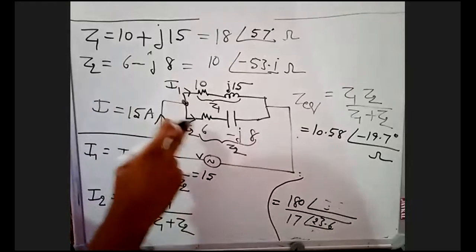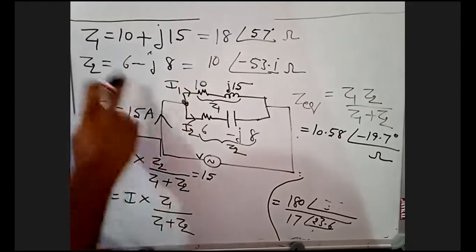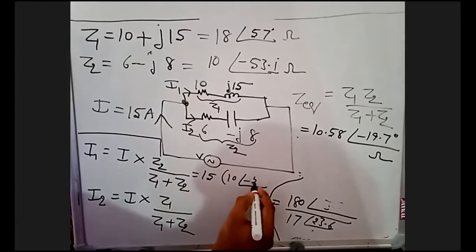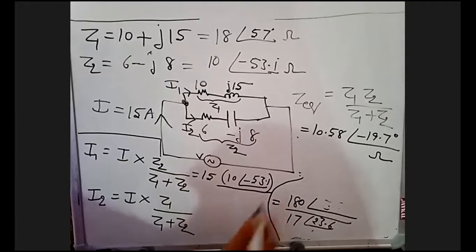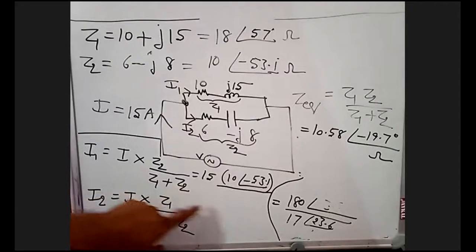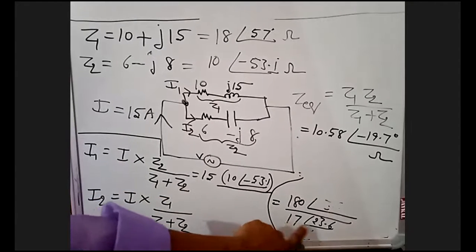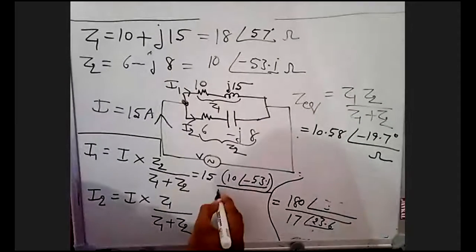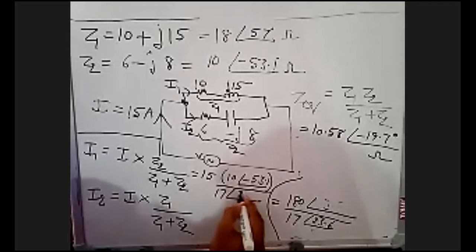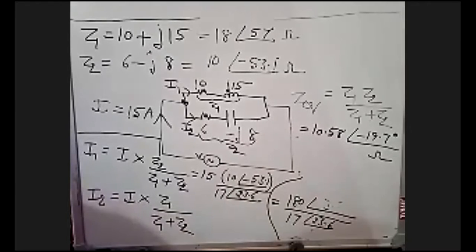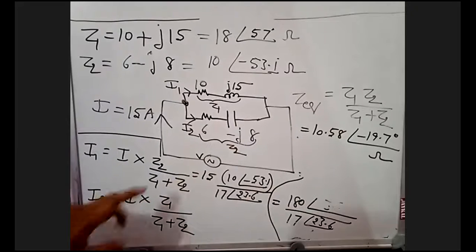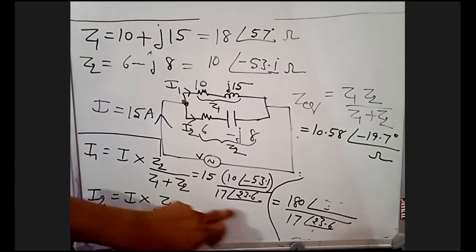What is the opposite branch? Z2. In multiplication, take polar form: 10 at an angle minus 53.1, divided by Z1 plus Z2. We have already calculated Z1 plus Z2 in the Z equivalent. What is this value? 17 at an angle 23.6. We have added and converted into polar form.